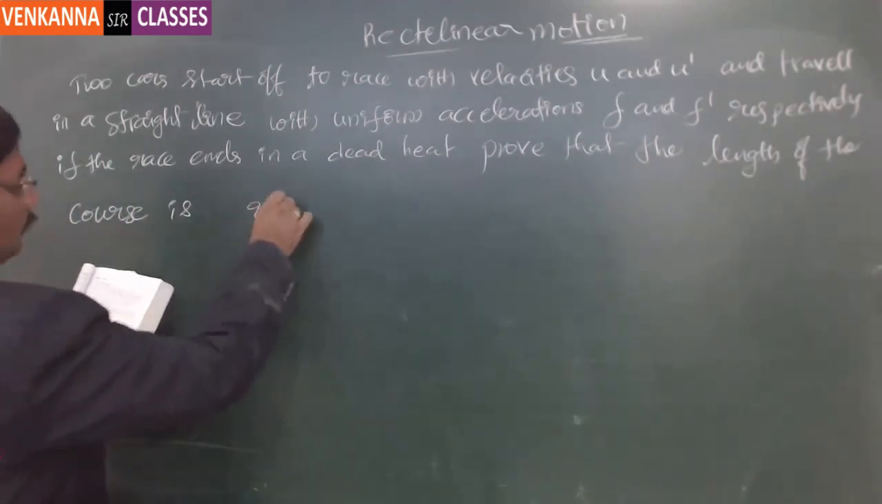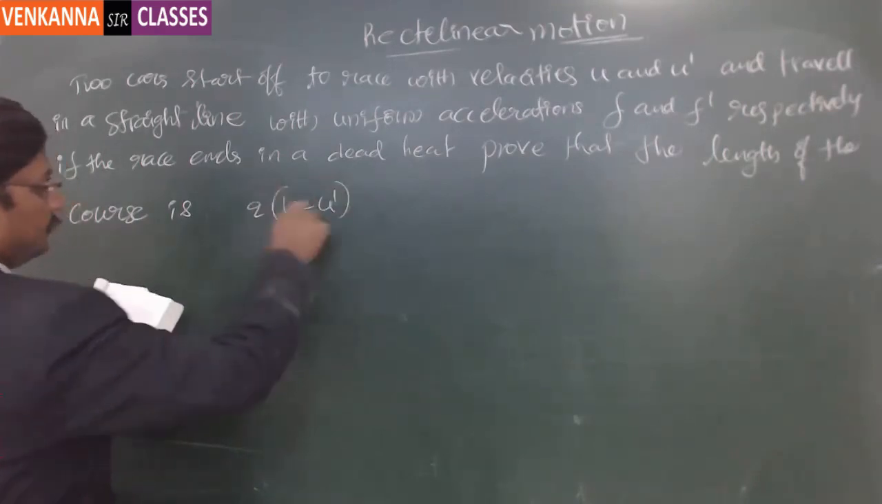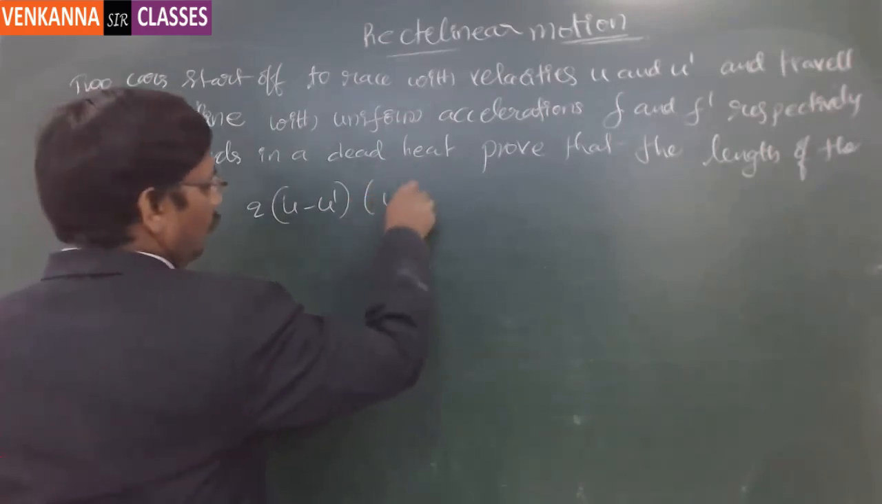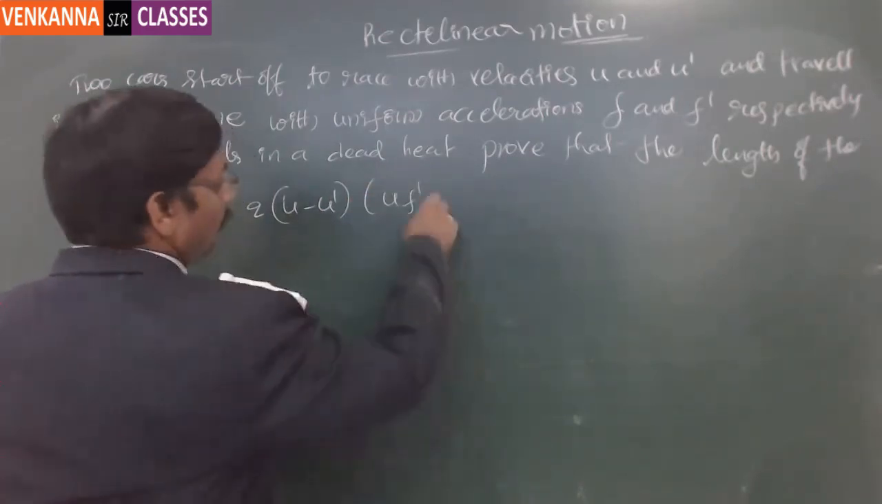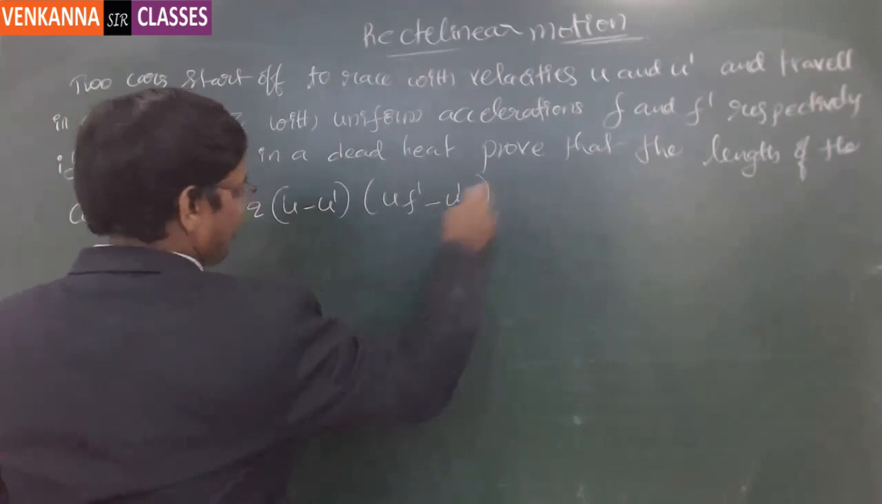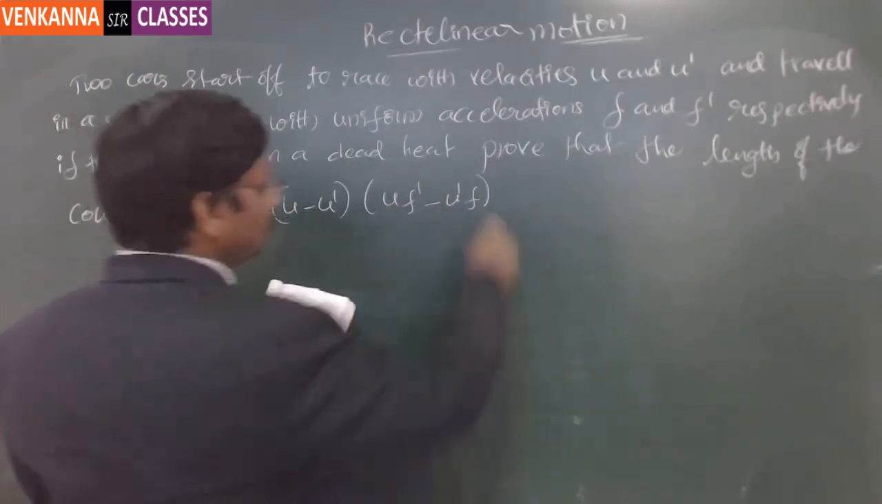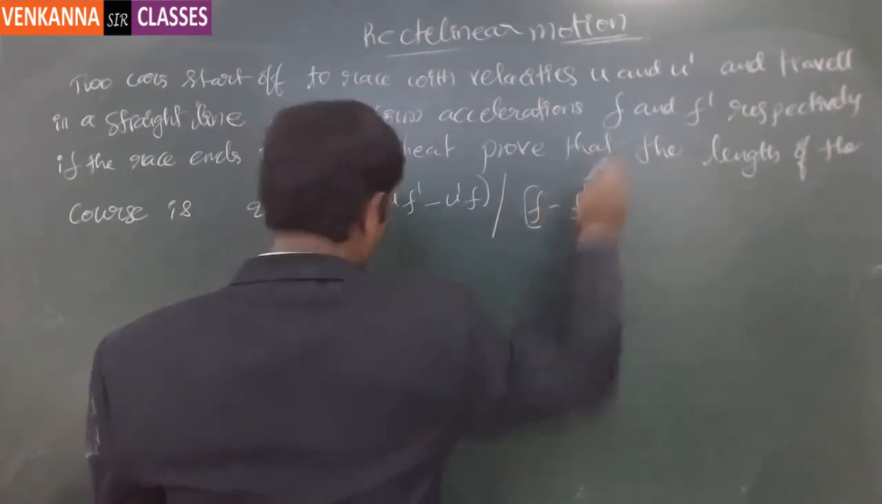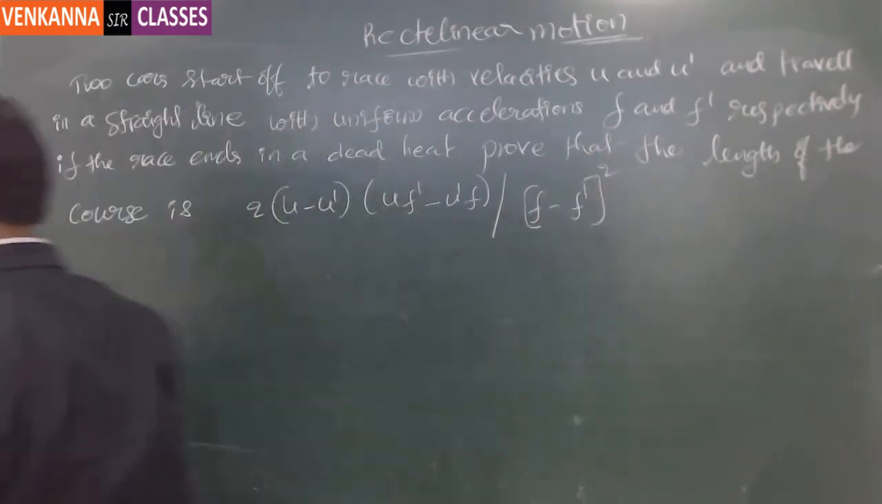2 times (u minus u dash) into (u f dash minus u dash f) divided by (f minus f dash) whole square. Can you try to prove this?